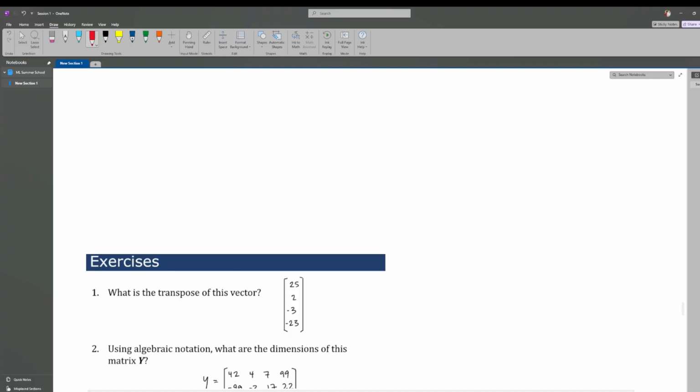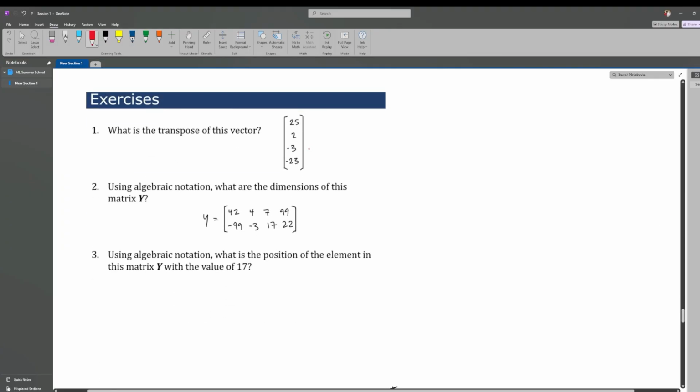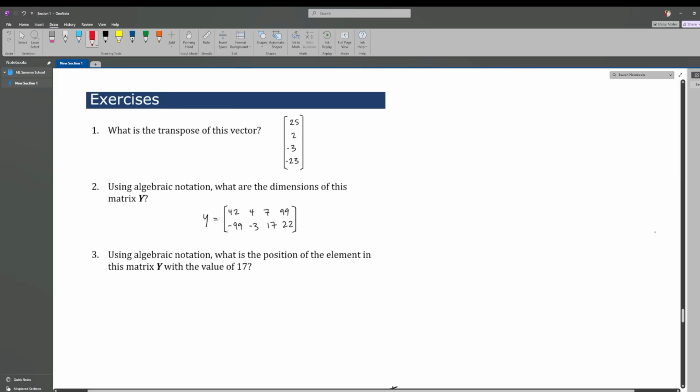Now these are some exercises you should do. Feel free to pause this one and check this out. Using algebraic notation, what are the dimensions of this matrix, and what is the position of the element in this matrix y with the value of 17? That's good.